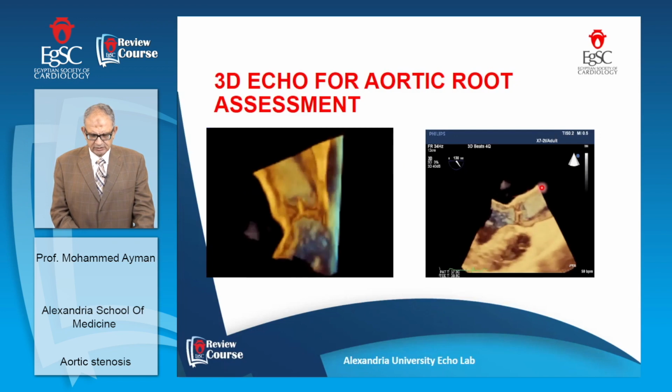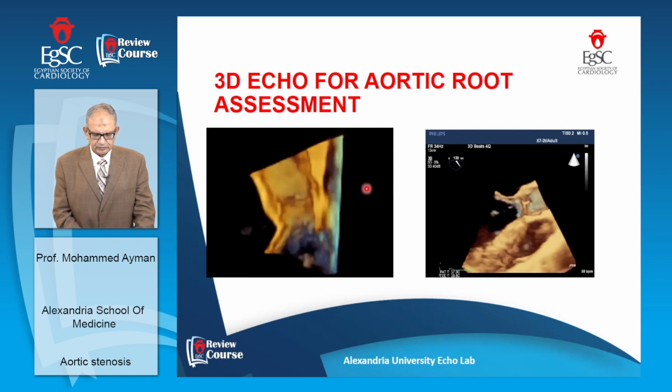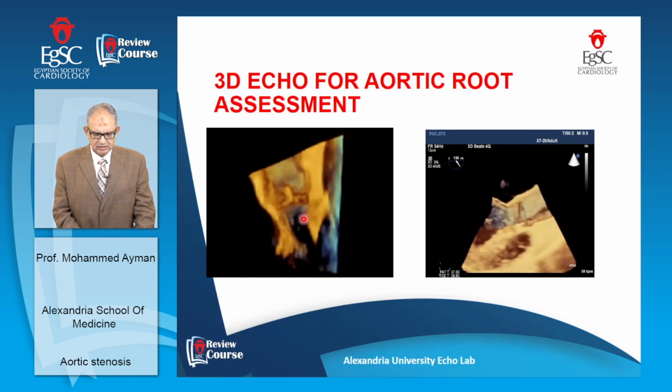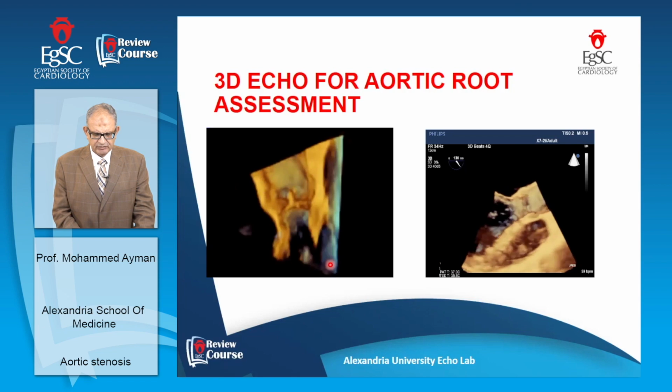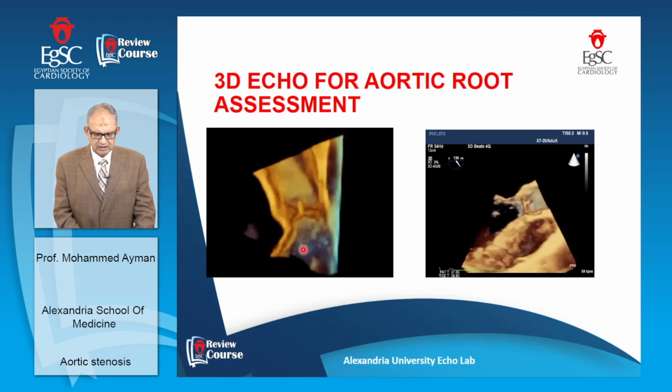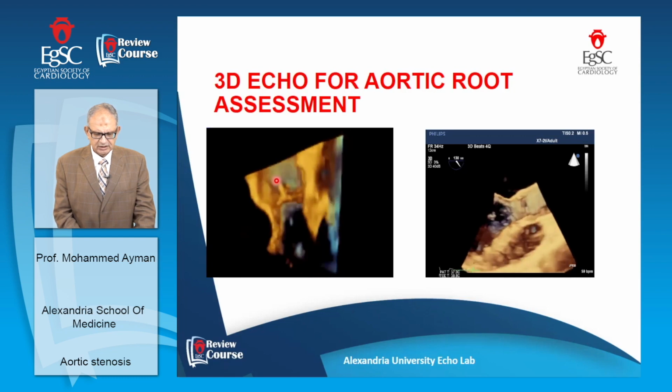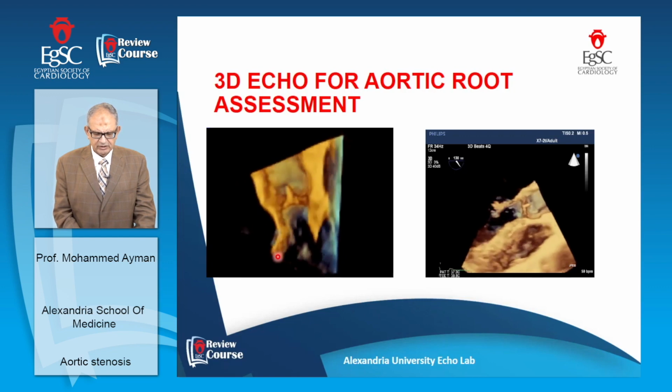So this is a 3D volume for the left ventricular outflow tract. You can see this is the LVOT. This is a part of the left ventricle here. As we see here, these are the aortic valve leaflets, cusps, I mean. This is the aortic sinuses, and this is the ascending aorta, and this is the anterior mitral valve leaflet.